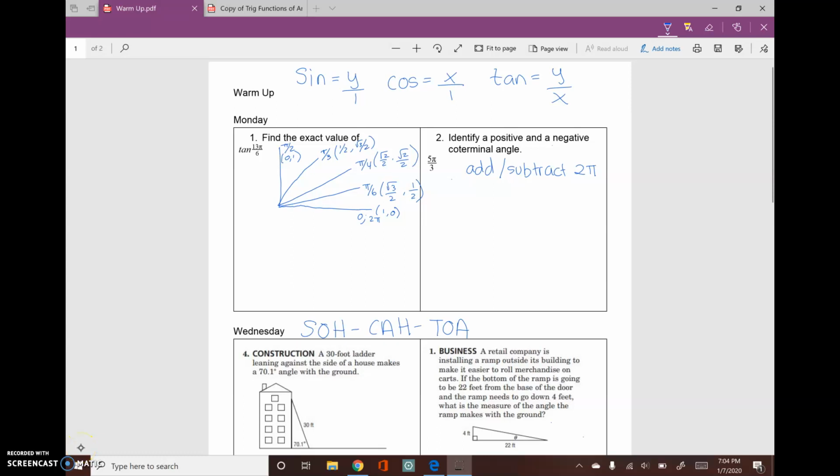We're going to begin with the Monday warm-up since we missed it and I wasn't able to get it to you guys. Beginning with number 1. You can always use your left hand trick, but here are the coordinate points that would be needed. Then you would just use the formula for tangent, which is y over x, in order to figure out what the exact value for 13 pi over 6 would be.